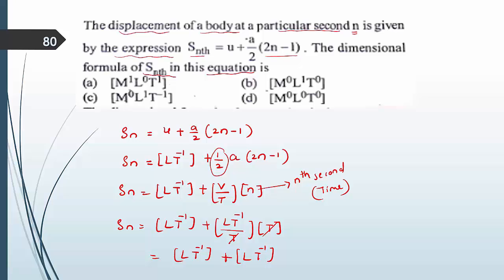You can observe the arithmetic operation here. It is addition. We cannot add or subtract dimensions. Sn equal to L T raised to minus 1, L T raised to minus 1. That means the right option is M raised to 0, L raised to 1, T raised to minus 1. So this is the dimension of Snth in the given equation. So the right option is C.